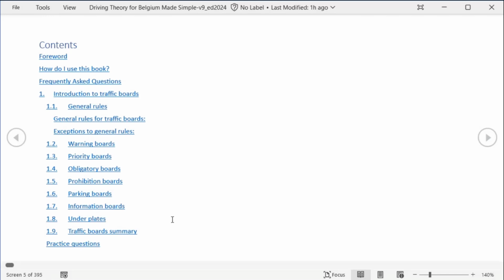Then we have under plates, which are the white plates or blue plates, which are placed below the traffic boards. So we will also discuss those, why those plates are there, and what kind of information they are providing. And finally, we will finish up with a summary, and then we have a few practice questions.